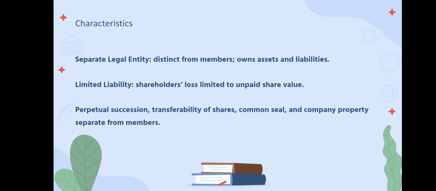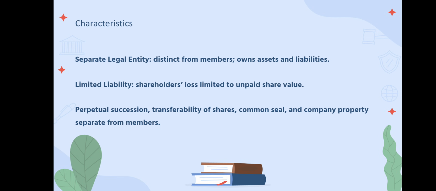Then the next characteristic is perpetual succession. The company continues even if members die or leave. For example, a shareholder of XY Limited, Mr. A, dies, the company still continues its business. Then another characteristic is transferability of shares. That means the shares can be transferred from one person to another. For example, if Mr. A sells his shares of XY Limited to Mr. Y, the company continues without interruption.